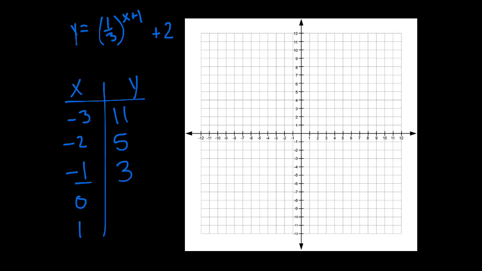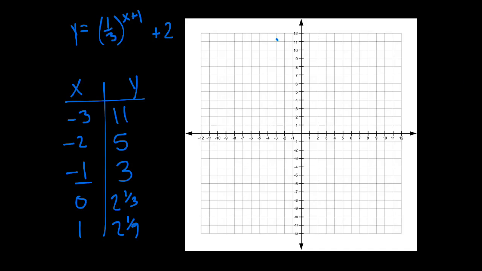Plug in 0. 0 plus 1 is 1. 1/3 to the first is 1/3, plus 2, 2 and 1/3. And lastly, plugging in 1. 1 plus 1 is 2. 1/3 squared is going to be 1/9, plus 2, so we have 2 and 1/9. So 2 is kind of going to be that horizontal asymptote, that line that we get close to but never actually cross.